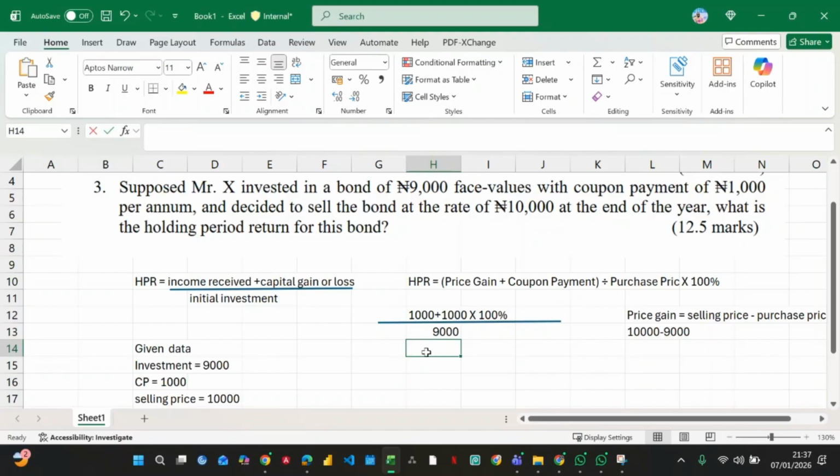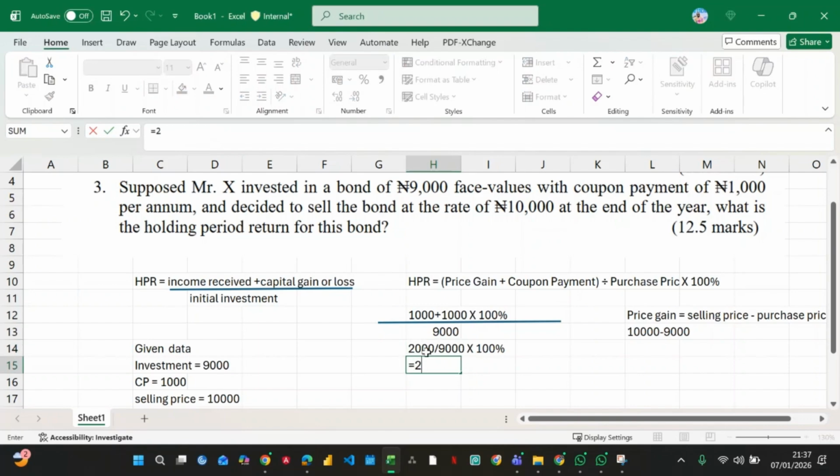So with this now, we have 2,000 divided by 9,000. So 2,000 divided by 9,000 multiplied by 100%. So if this is equal to 2,000 divided by 9,000, we now have this answer here, multiplied by 100%.